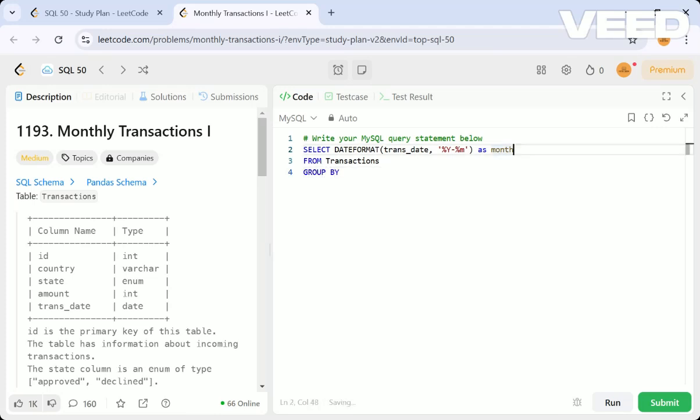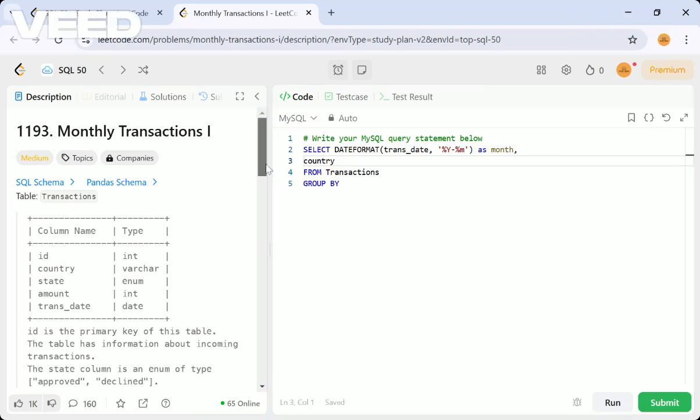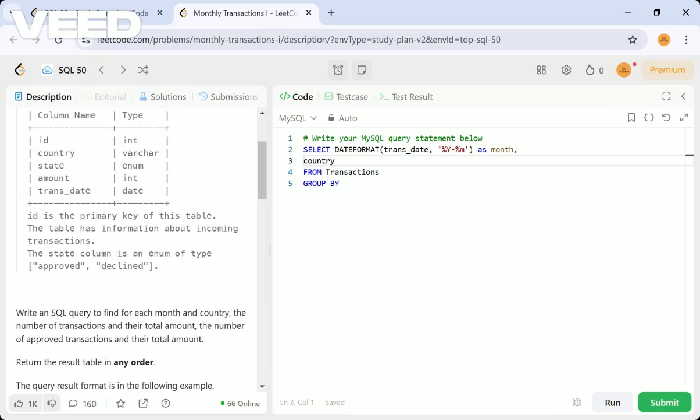The other thing they are asking is about country, right? Country. Now we want to group by country, for each month and country, right? For the first two parameters, you can give 1 comma 2 or likewise, or you can just give the aliasing name which we have already given to that particular thing, okay. So now we have grouped by these two parameters, fine, right? So from the transactions table we have these two done.